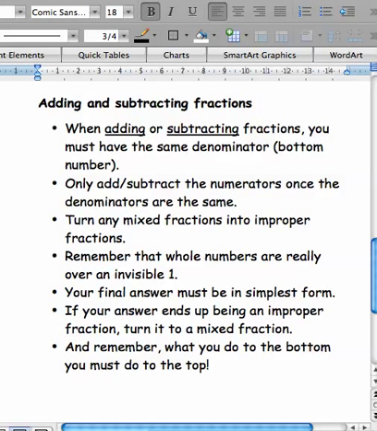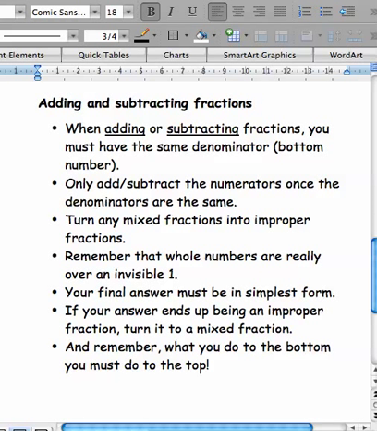Hi, so this session we will be adding and subtracting fractions, and these are some of the skills you have to remember when doing this. So if you haven't seen session 1 and you need to revise things like turning mixed fractions into improper fractions, then you have to watch session 1. Alright, so we'll go through some of these points.